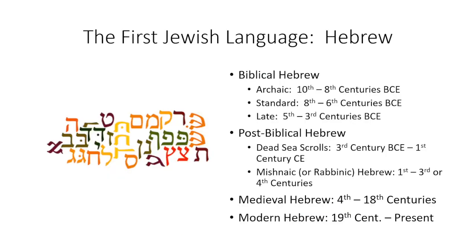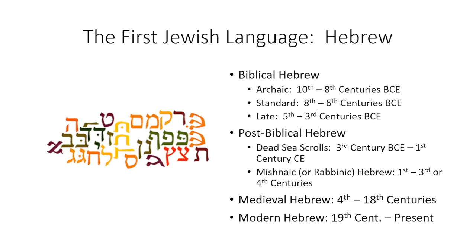Hebrew, of course, is the first Jewish language. It's foundational. And we look at Hebrew over the course of its development over four large, broad periods. The first, the oldest, is Biblical Hebrew. And within Biblical Hebrew, there are really three strata. Archaic Hebrew, which dates from the 10th to 8th centuries BCE. We have only a couple of small texts in the Bible that reflect this language. There have also been some archaeological finds that reflect it.